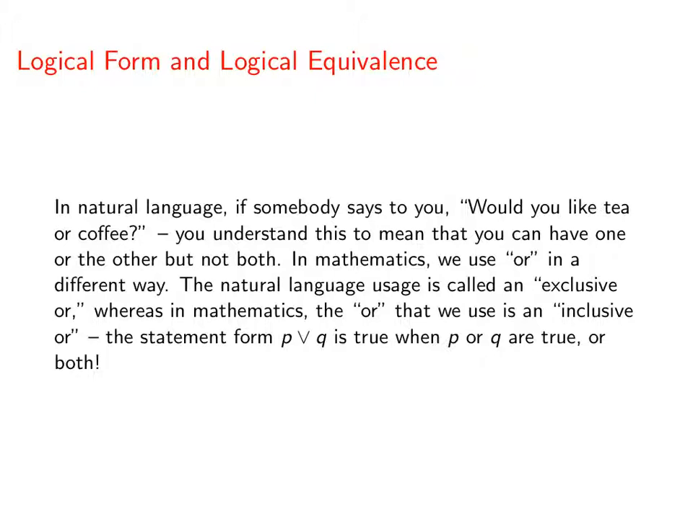However, in math, we generally use what's called an inclusive or. We're going to say that the statement form P or Q is true whenever P or Q are true, or both could be true. Okay, that's all for now.